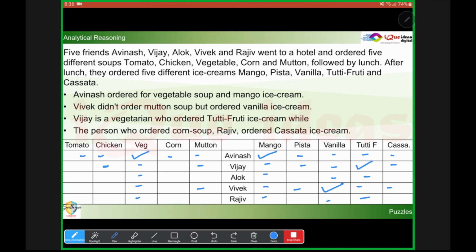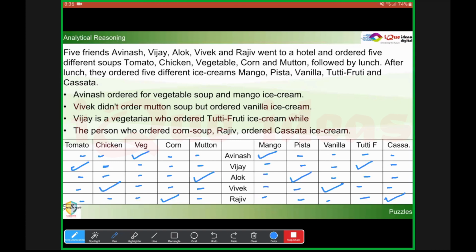And the person who ordered corn soup, Rajiv. So Rajiv has ordered corn soup. So row and column done. Ordered cassata ice cream. So if Rajiv ordered cassata ice cream, row and column done. So now take a look at this. For Vijay, the only possible soup is tomato. So first put that. For Vivek, the only possible soup is chicken. So put that. So automatically I get Alok under mutton. And for Alok, the only possible ice cream is pista. My table is already done. That's it. No tensions at all.